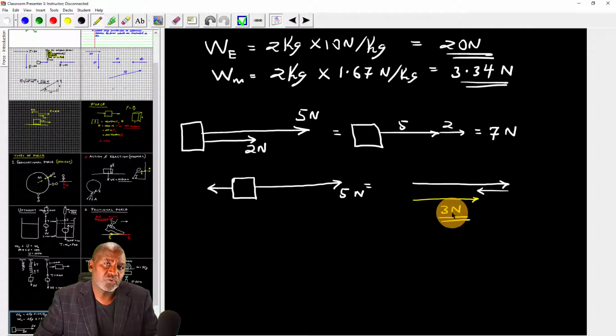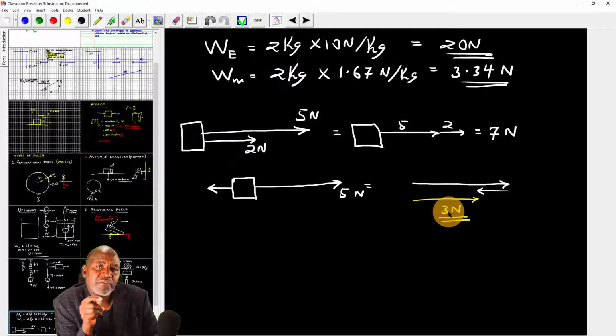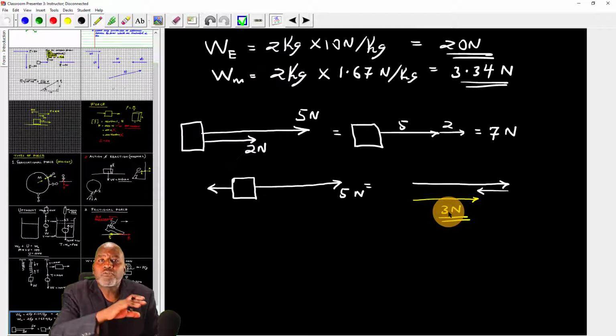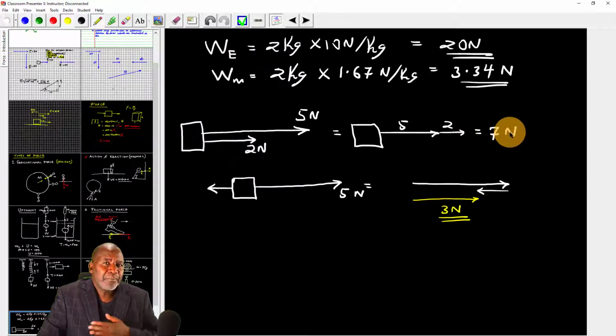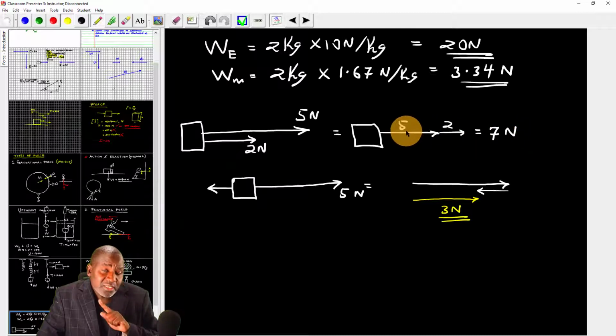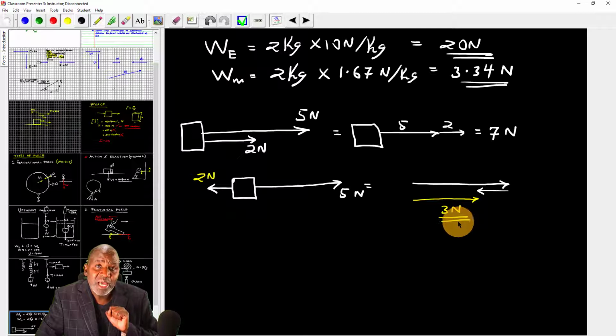What is the resultant force? Resultant force is that single force which represents several forces acting on the object, or it is a sum of all the forces acting on the object. So the resultant force, although we call it sum, may not be calculated the way we add numbers. Notice that here it's clear that 5 plus 2 is 7, but here 5 plus 2 is not 7. By the way, this is 2 newtons. 5 plus 2 is not 7. It becomes 3. How is that possible?